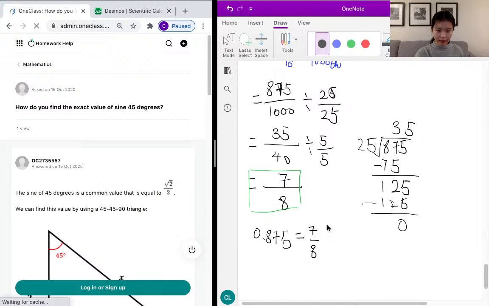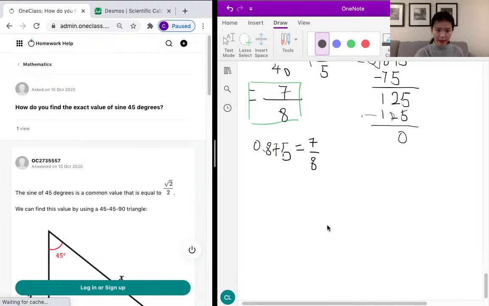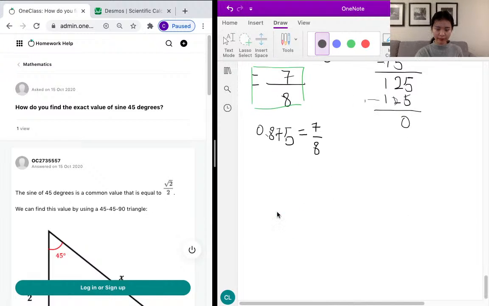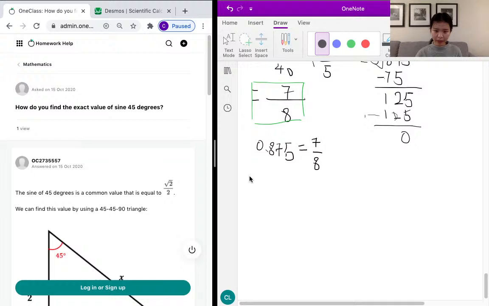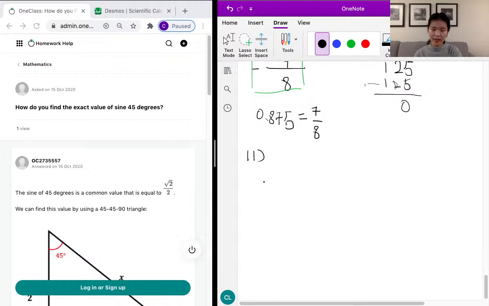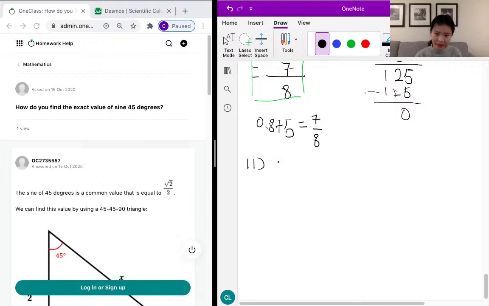Okay, now let's move on to our next problem. Our next problem asks us, how do we find the exact value of sine 45?